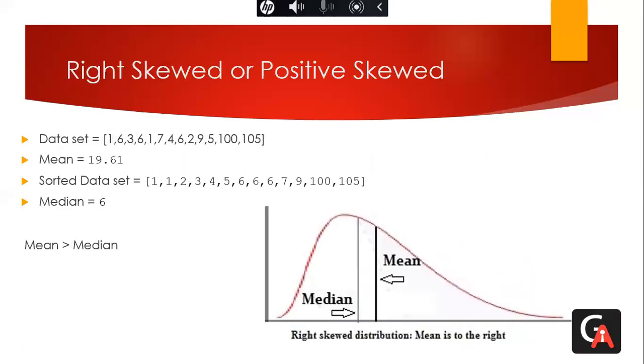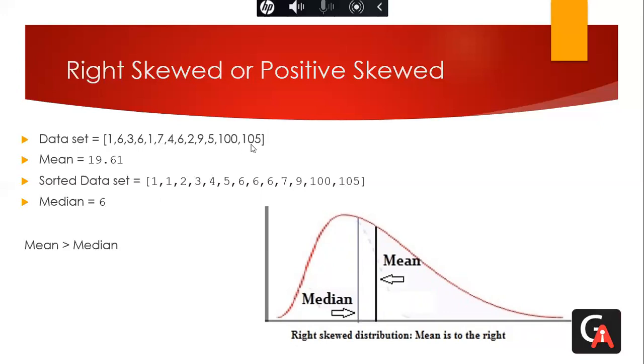Okay, so let's move to skewness. Right skewed, or it's also called positive skewed. Let's first take one example and it will be more clear to you what right skewed is. Okay, so this is the data set. Just observe this data set, guys. You can say that most of the values in this data set are between 1 to 9. But there are only two values which are greater than 9, meaning they are very large, I would say. So 100 and 105, these two values are very large.